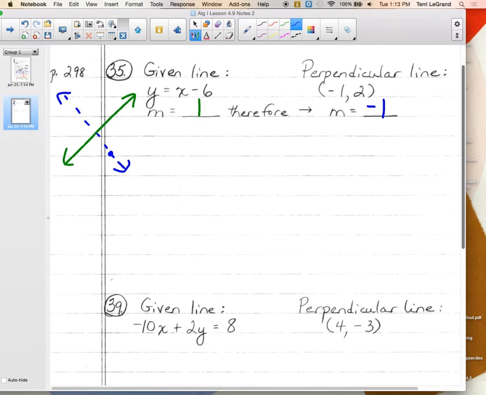So the slope of our new line, our perpendicular line, has to be -1. Is 1 times -1, -1? Yes. Okay, then we're good to go. Question. Yes, Ricky? So does that mean we're already done?